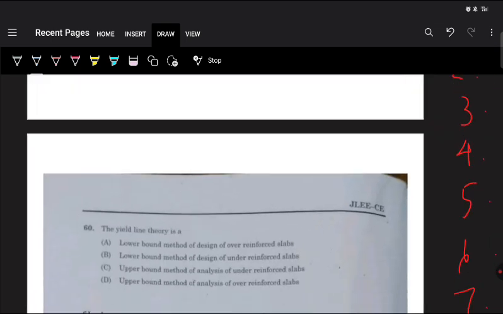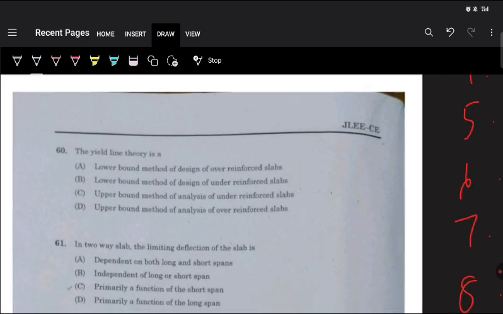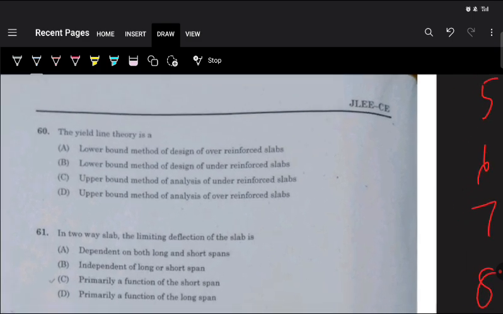Coming to the next question, the yield line theory is an ultimate design approach for slab. This yield line theory is also called the upper bound method of analysis of under reinforced slab. Option C is the correct answer.